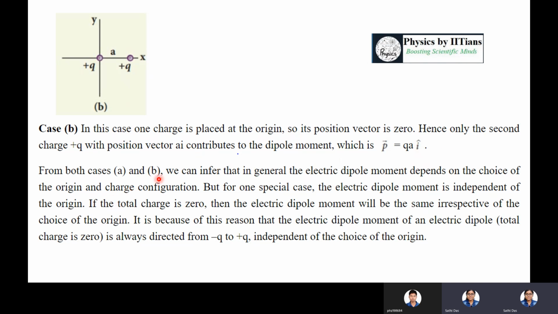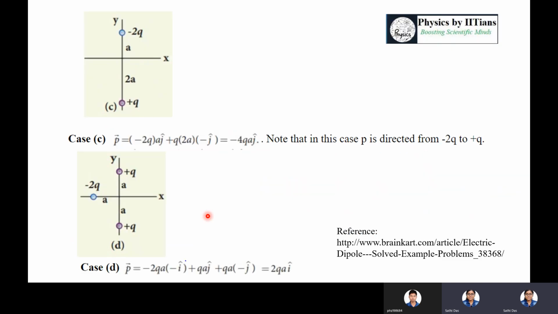So from both the cases A and B, we can infer that in general, the electric dipole moment depends on the choice of the origin and the charge configuration. Okay. But remember, if the total charge is 0, then the electric dipole moment is independent of the choice of the origin. Look here: the total charge of this configuration is 0, because plus q and minus 2q. Here the dipole moment is independent of the choice of origin. So here is another example, a plus q charge at 2a distance and minus 2q charge at a distance.